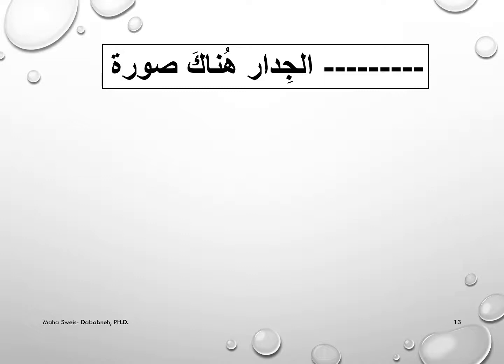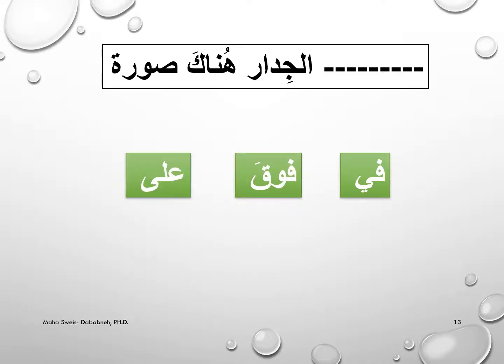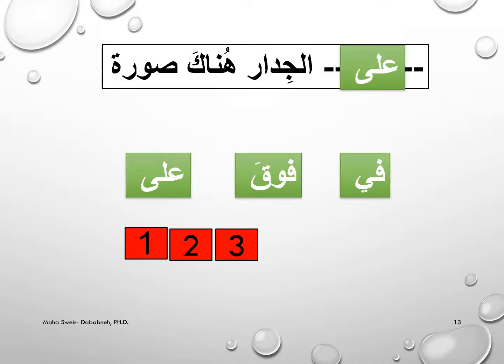هناك صورة blank الجدار. في، فوق، على. The correct answer is على الجدار, on the wall. هناك صورة على الجدار.